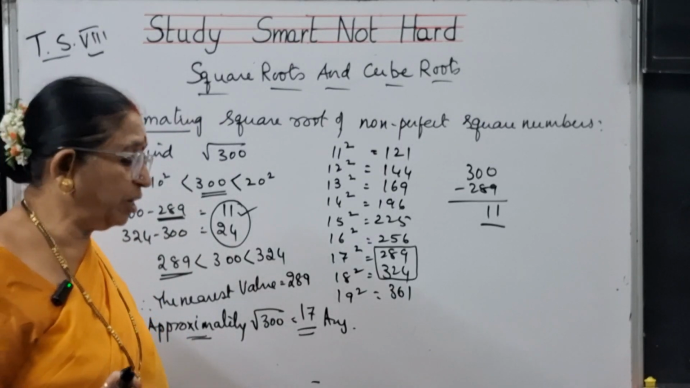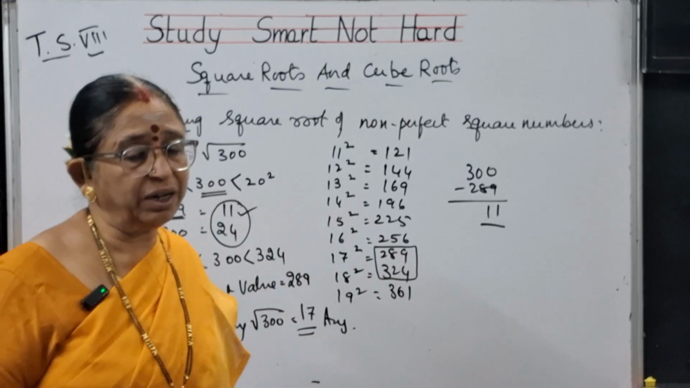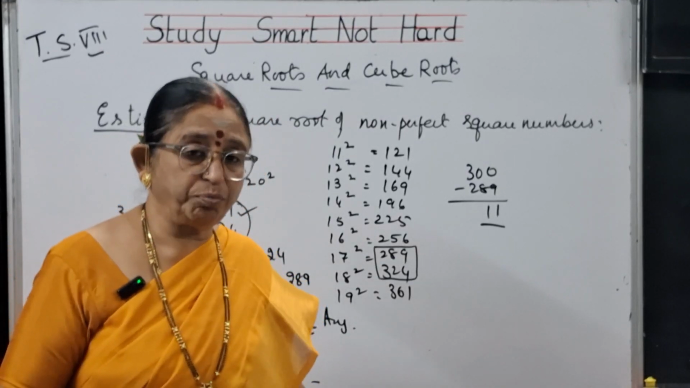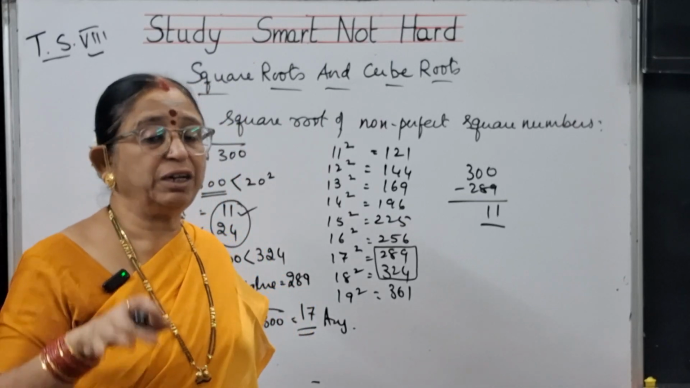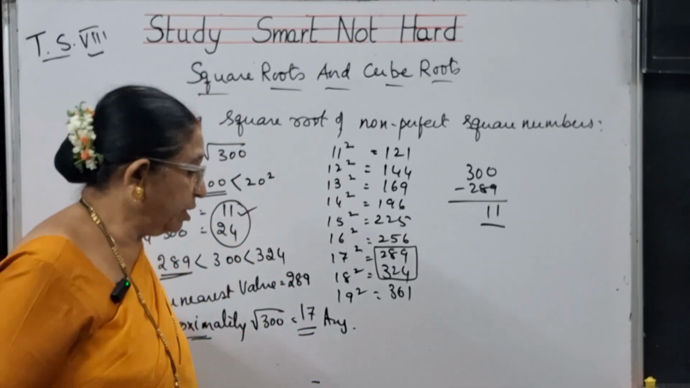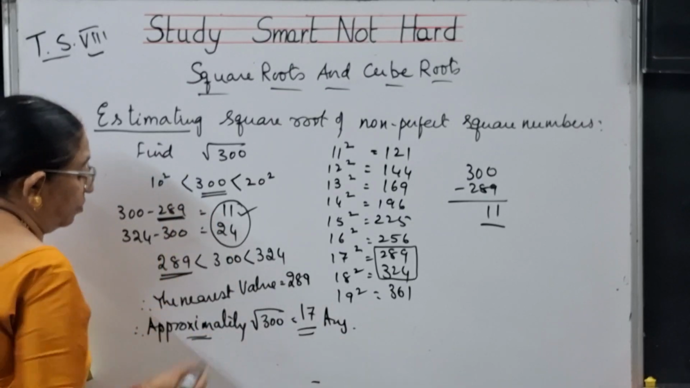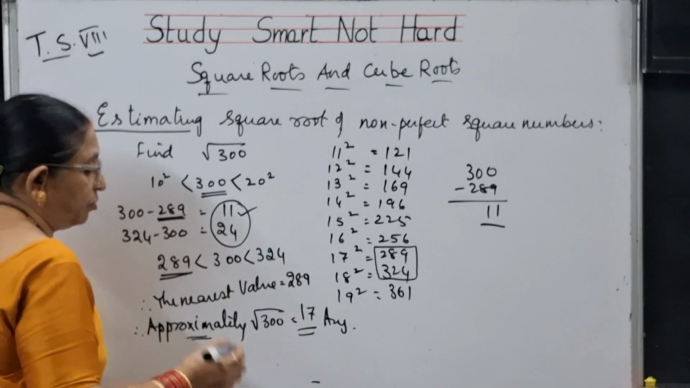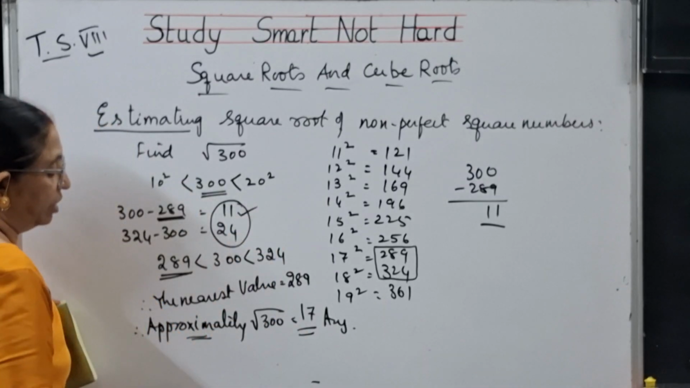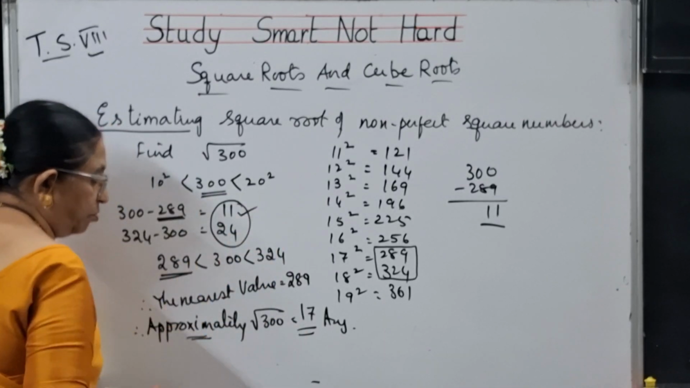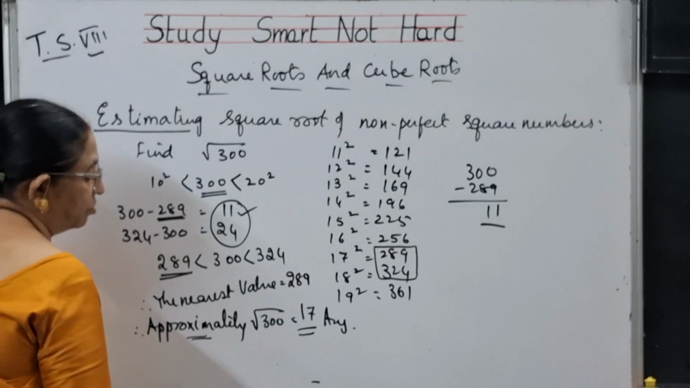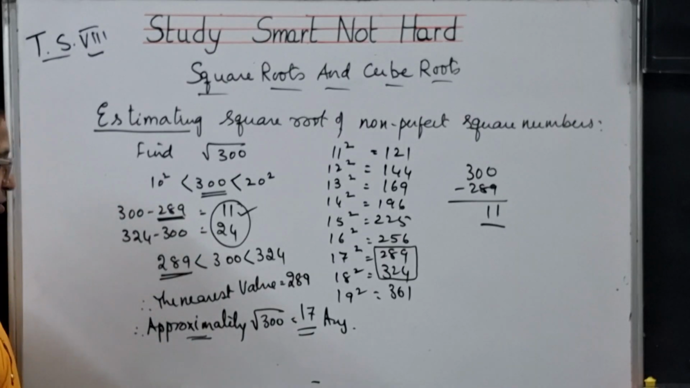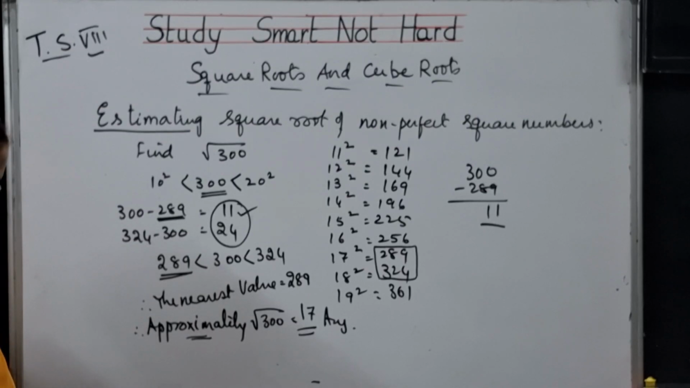Approximate and exact. Whatever problems you solved earlier, the solutions you got are exact solutions because you got the solution perfectly. But here we are not getting a perfect value. Why? Because the given number is not a perfect square. So the nearest one is the one we need to take as the answer. So 17 is the answer for this number because 17 square is the nearest value to 300. So please understand, children.